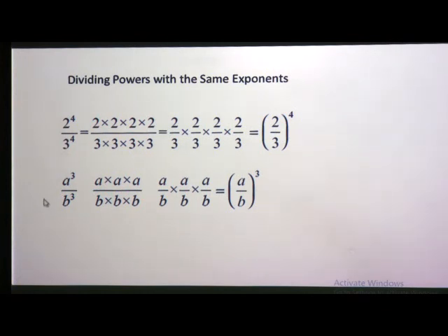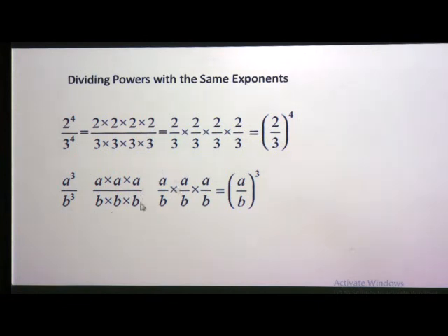Now we will see an example with variables: a raised to the power of 3 upon b raised to the power of 3. Now in the same way that we did with 2 upon 3, we will do the same here: a into a into a, that is 3 times, and here we have b into b into b, 3 times.